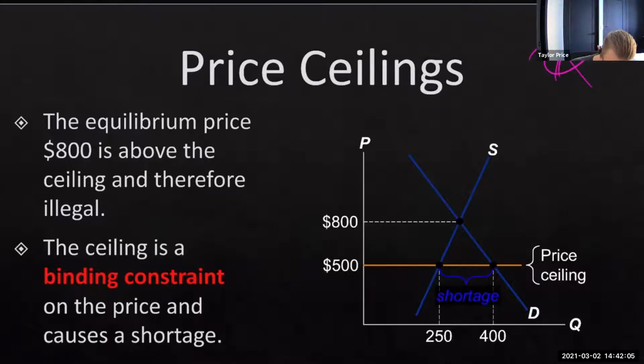I have a question. Yeah. So a ceiling is always binding when it's below the equilibrium price, and it's always not binding when it's above? Yes, exactly.